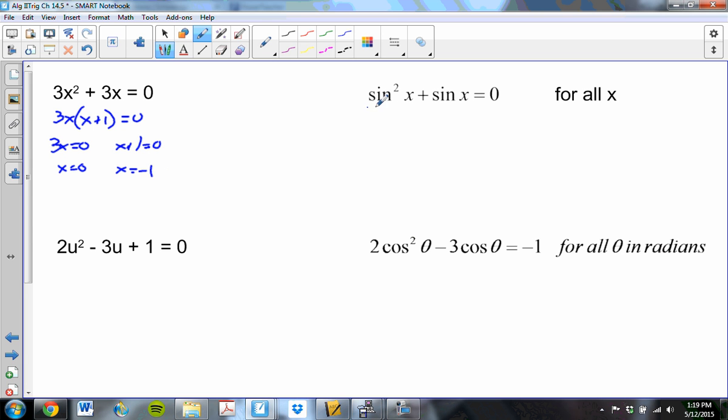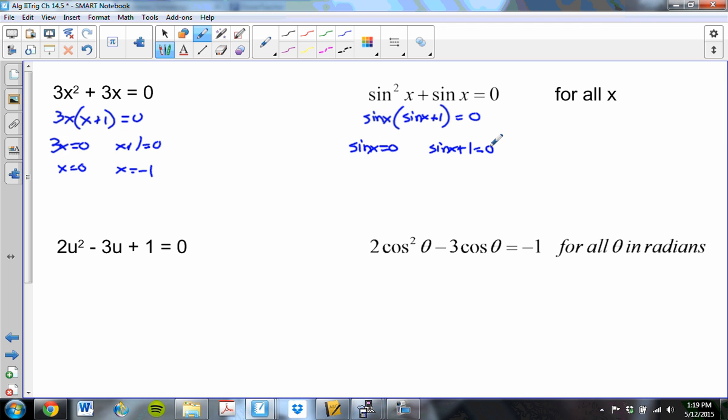I'll do the same thing over here. This has 2 variables, basically. Think of sine squared x and sine x like it's basically x squared and x, only with sines on them. So I factor out a sine x, and I get sine x times sine x plus 1 equals 0. Well, now that I factored, I take my 2 factors and set them equal to 0. So I have sine of x equals 0, and sine of x plus 1 equals 0, and I solve these.